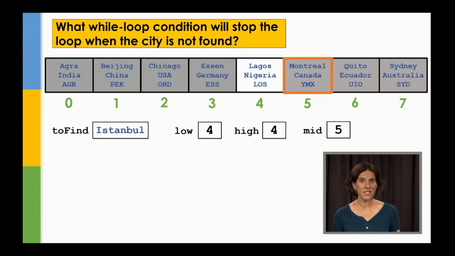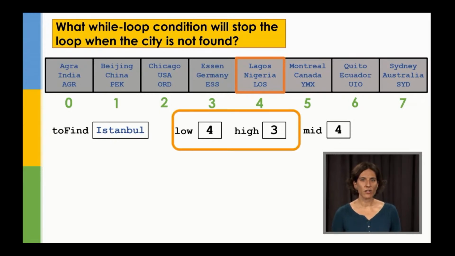This element is Lagos, and it is not equal to Istanbul, so I again conclude that I need to move my range. And in this case, Istanbul is alphabetically before Lagos, so I'll change my high value to be 1 less than mid, in this case making it 3. But now I'm kind of stuck. If you look at the array, all the elements are grayed out, so I've effectively ruled out every single element in this array. So how can the computer know this?